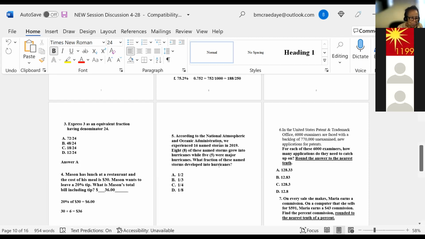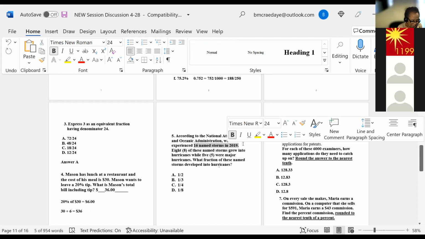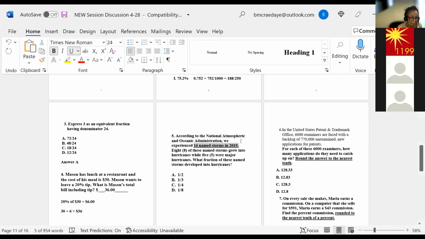So what would you use here? So you have 16. 8. It said, what fraction of these named storms develop into hurricanes? Okay, so what's your answer, Maureen? Half. Okay, very good. So answer A. That's it. Mercedes, you see that? Yes. Answer A, that you got from dividing 8 by 16, right?